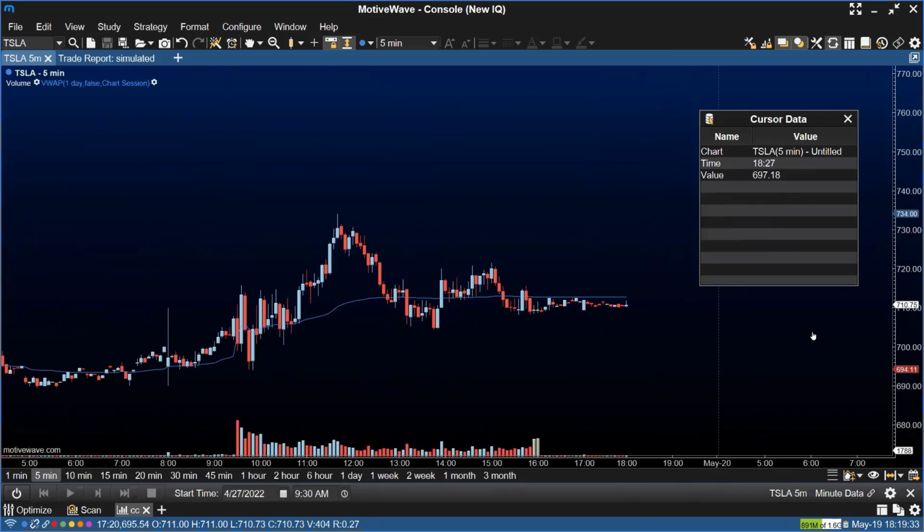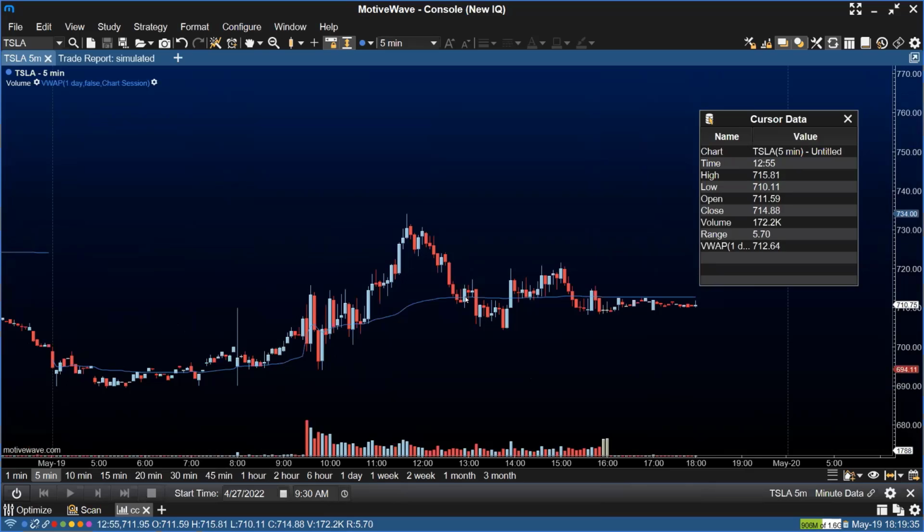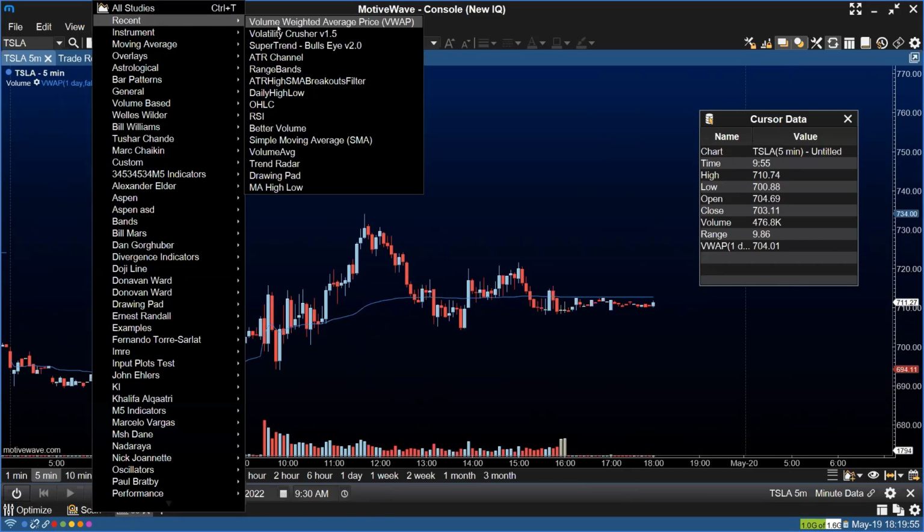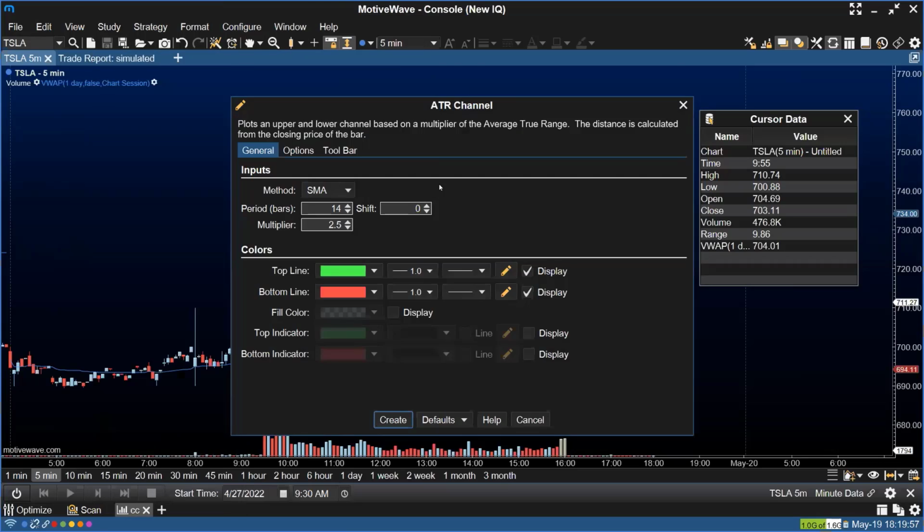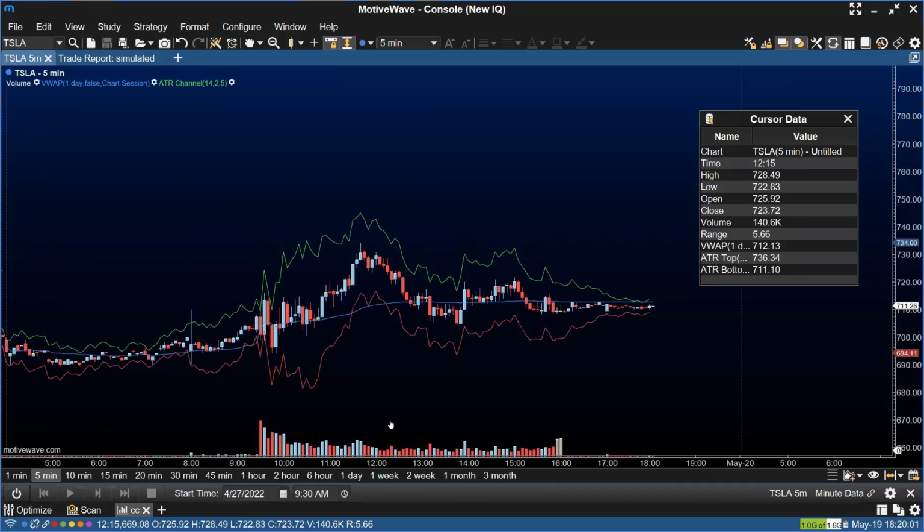So the idea behind this strategy is that if we get a cross, so if the close price crosses above or below the VWAP in the later half of the day, so after 1:30 p.m. around, then I want to go long if it's a cross above or short if it's a cross below. And I then want to set up a trailing stop. I'm using another built-in study from MotiveWave here for my trailing stop called the ATR channel. Both these studies, I just have the default settings on them.